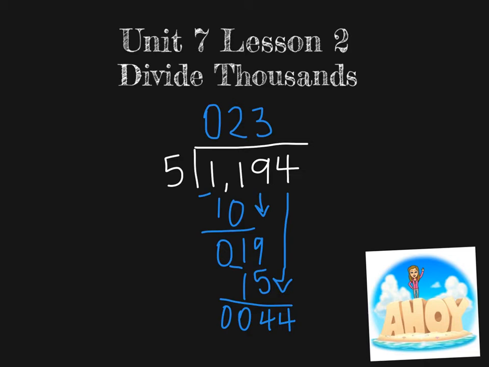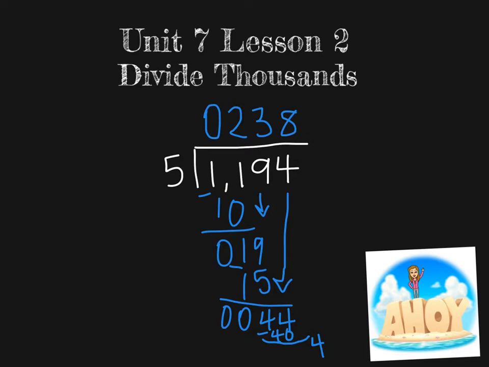Now, 5 can go into 44. Let me think. 5 times 8 is 40. 5 times 9, 45. Overboard. So I have to go with 5 times 8. So now I subtract. I can see I'm running out of room here. So 5 times 8 is 40. When I subtract, I'll end up with 4, because 4 minus 0 is 4, and 4 minus 4 is 0.